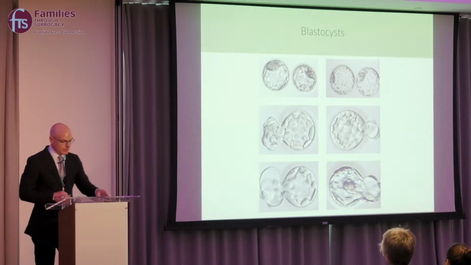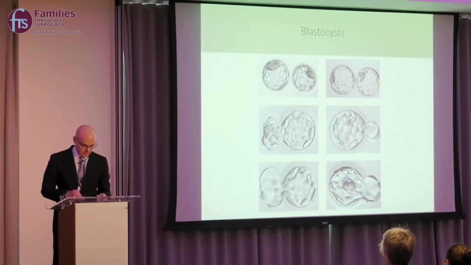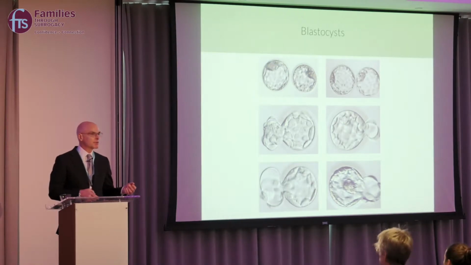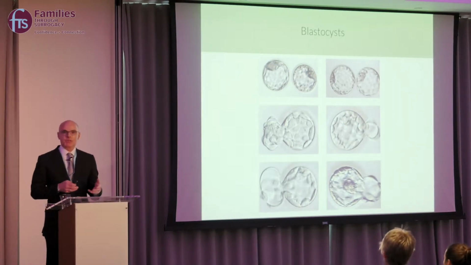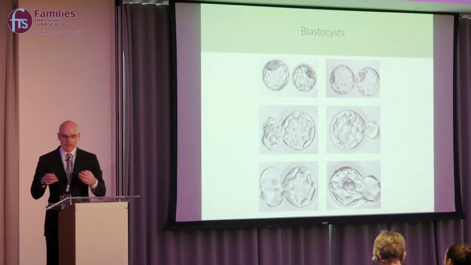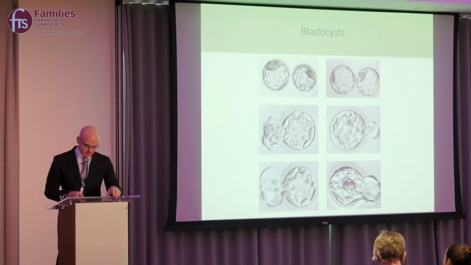So these are blastocysts, and we all started our lives as a blastocyst. Blastocysts develop to that stage on either day 5 or day 6 of culture, sometimes on day 7. And this is a stage at which an embryo has the potential to implant into the uterine lining and initiate a pregnancy.